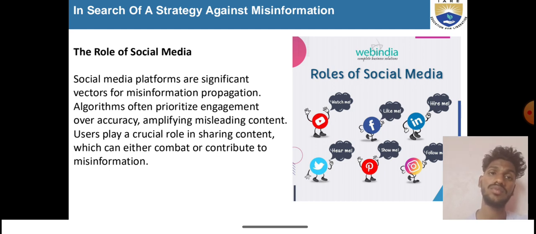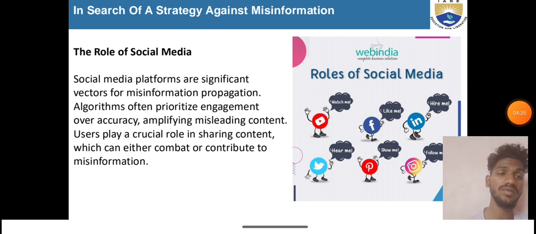Algorithms often propagate emotionally charged, inaccurate, amplifying misleading content. Users play a crucial role in sharing content. The users also play a crucial role sharing this misinformation to the next person using social media, who can either comment or contribute to misinformation. They both play a vital role in spreading this misinformation.